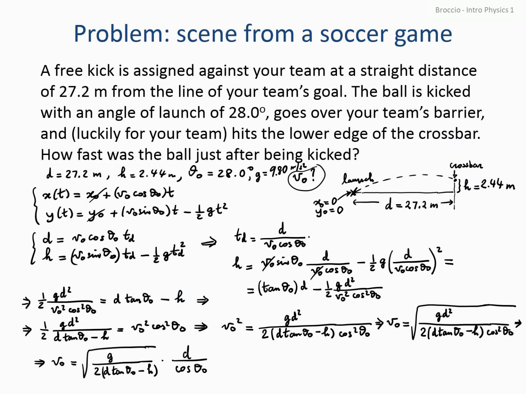Let's quickly do a dimensions check before we plug in the numbers. Square root of meters per second squared divided by meters times meters divided by dimensionless quantity. That's equal to square root of 1 over second squared times meters, that is meters per second. So that's a check. Plugging in the values, you should get 19.7 meters per second.